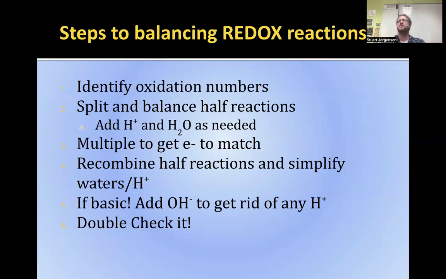What do you think? Clear as mud. All right.